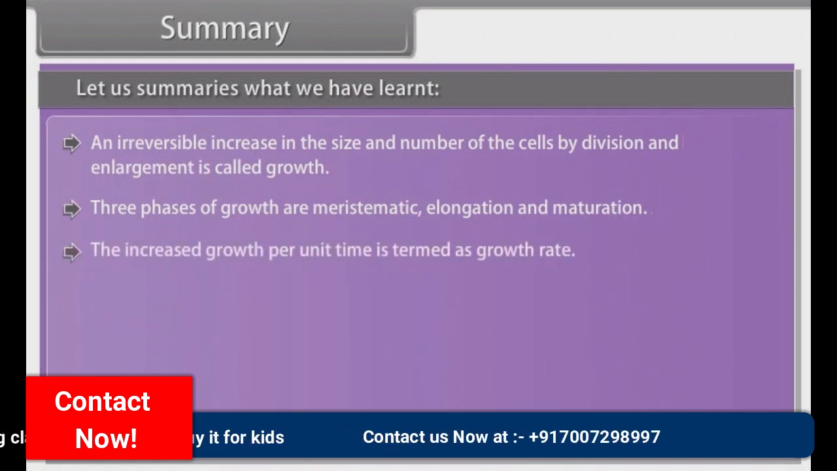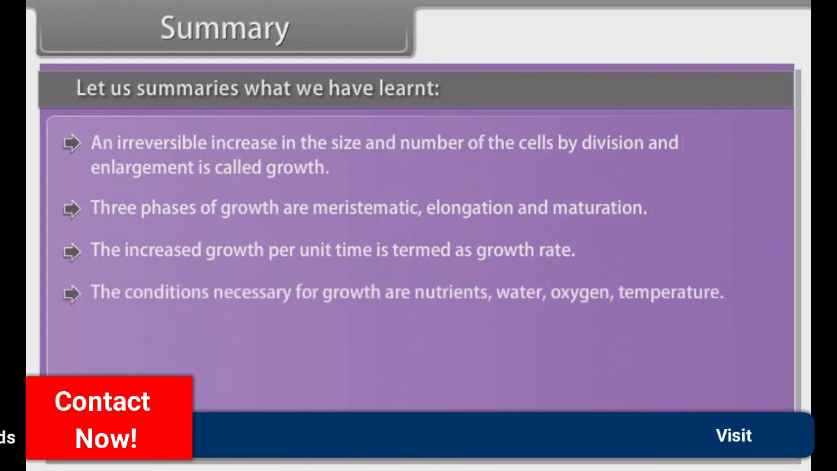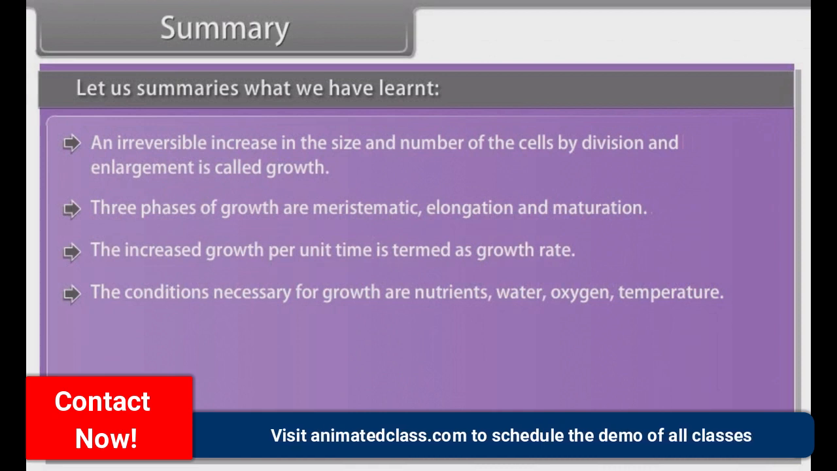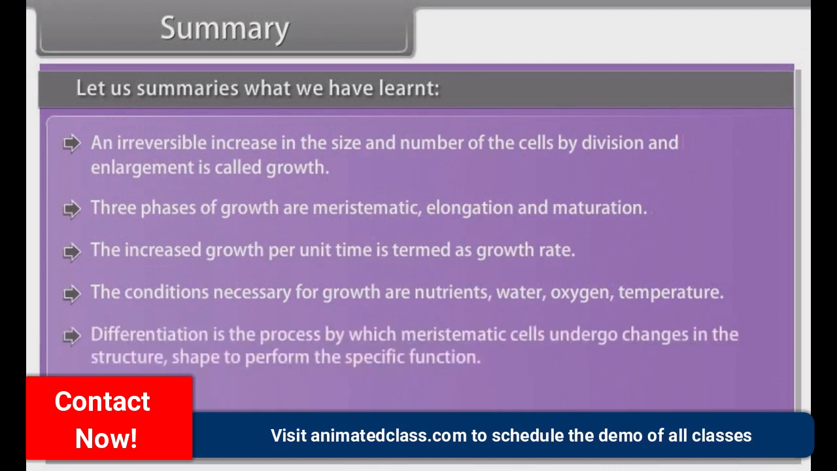The increased growth per unit time is termed as growth rate. The conditions necessary for growth are nutrients, water, oxygen, and temperature. Differentiation is the process by which meristematic cells undergo changes in the structure and shape to perform the specific function.